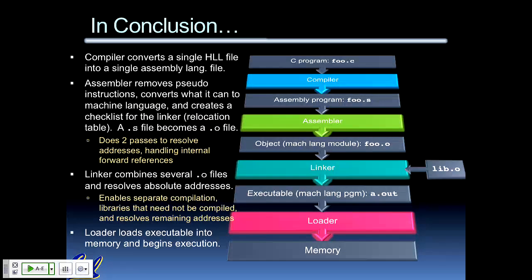Okay, so in conclusion, just to summarize what we did today. The compiler converts high-level code into an assembly-language file, removes pseudo instructions, generates assembly, and generates single .o files. The linker pulls all those together, resolves all the cross-module references, and includes the library files, and produces an executable that we can load and run.